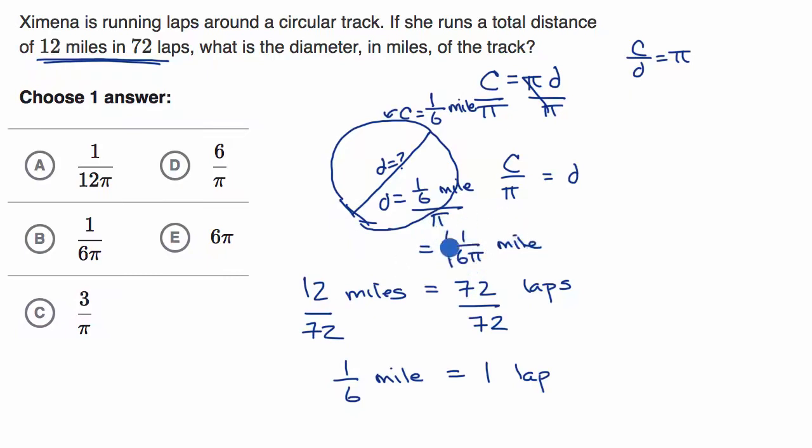And it's very atypical to see circumferences that are fractions in most math problems, although of course in the real world they can be. And this is also a very unusual distance right over here, but that is the diameter of that track. And so the diameter in miles of the track is 1 over 6 pi. And we're done.